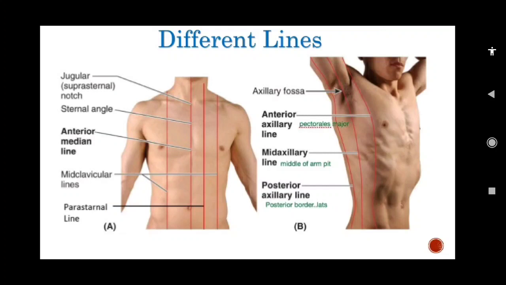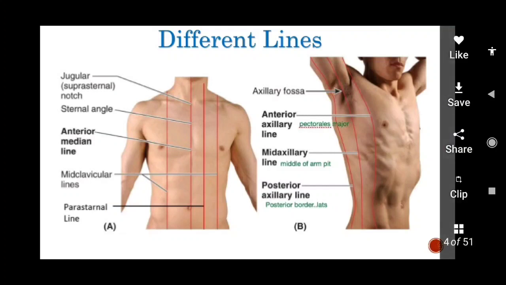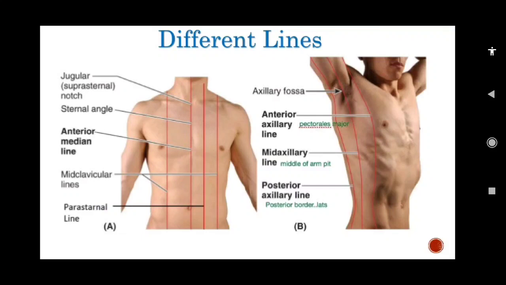So the lateral-most lines are the mid clavicular lines, and then the anterior axillary line. Here in the right side of the picture it is the anterior axillary line, mid axillary line, and then posterior axillary line. So three axillary lines in the right side of the picture, and then in the left picture we have seen the mid clavicular line, and then the sternal angle, the middle part, the suprasternal notch.